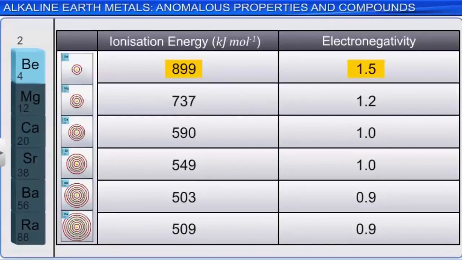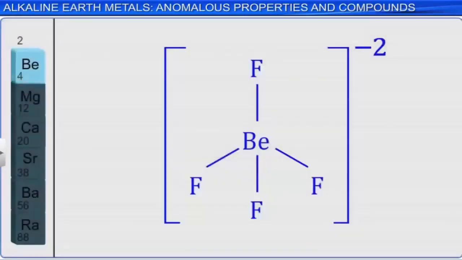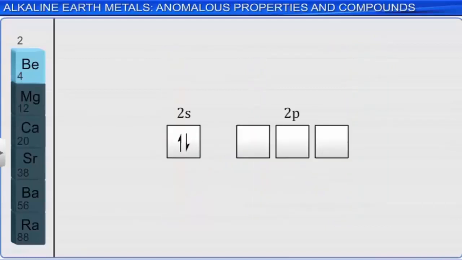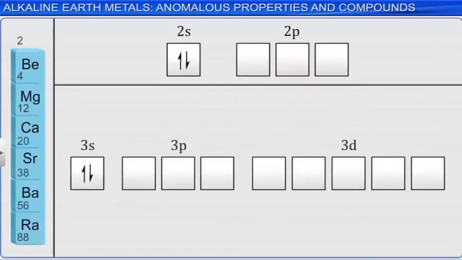Beryllium can achieve a maximum coordination number of 4. This is because there are a maximum of 4 orbitals in beryllium's outermost energy level, namely the 2s and 2p orbitals. The other group 2 metals can utilize the d orbitals to have a coordination number of 6.